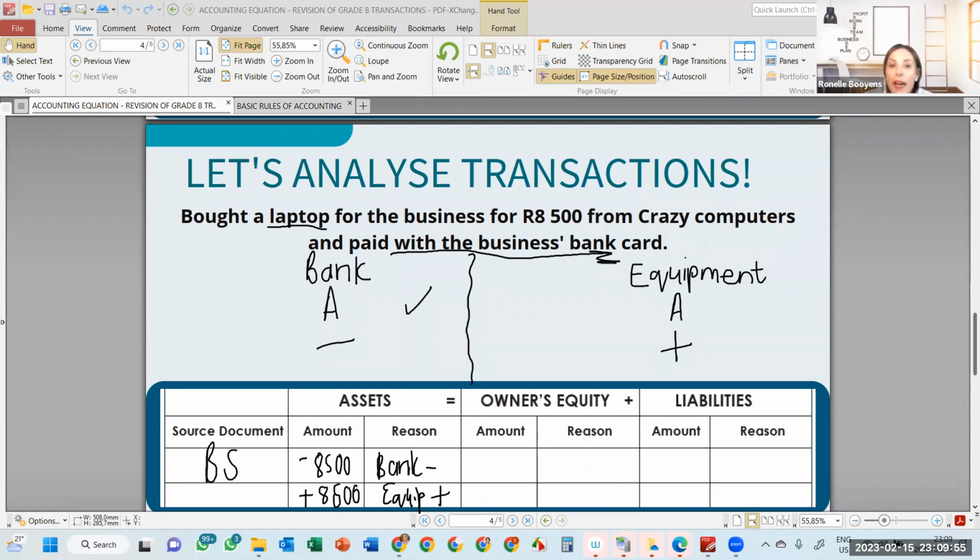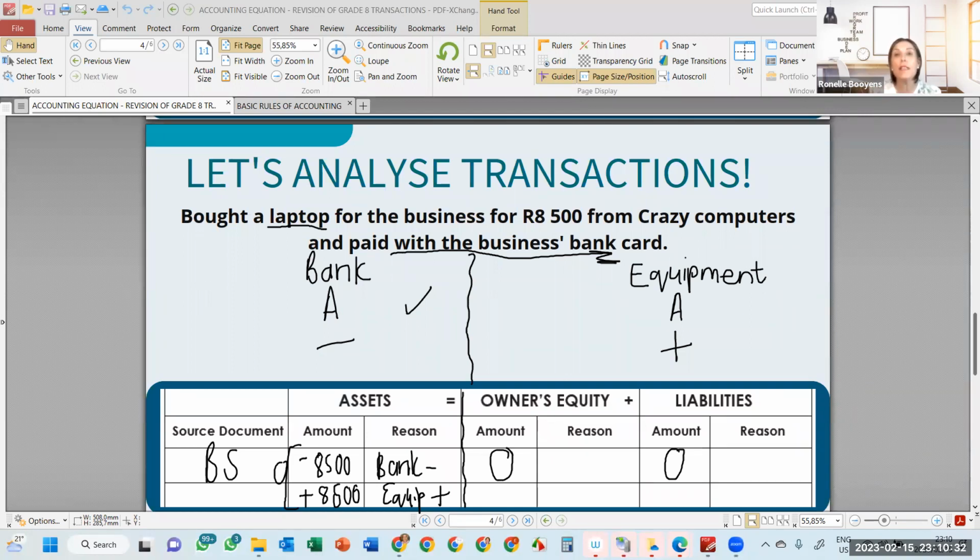So were any owner's equity accounts affected by this transaction? Not at all. You can make a 0 or make a dash. Were any liabilities affected by this transaction? Also no. So you can make a 0. Can you see now, after this transaction, if we say here are the two sides of the equation, left and right, that minus 8,500 plus 8,500 actually gives me 0? So the net effect of this transaction is 0.